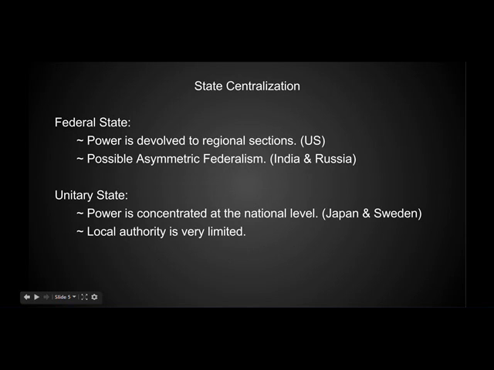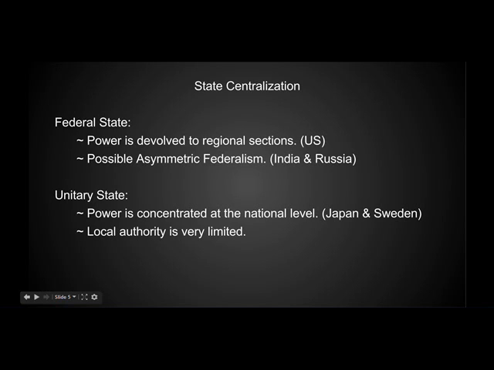Okay, as this lesson ends, let's talk about two major different types of state centralization. A federal state, which is what the United States has, is a state in which certain power is given from the federal government to local regions. This is called devolution. This same federal system goes for India and Russia, but with a twist. While many U.S. states have equal powers from the government, the Indian and Russian governments favor certain regions over others. This is called asymmetric federalism.